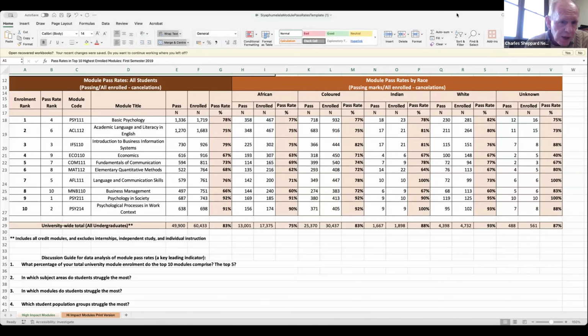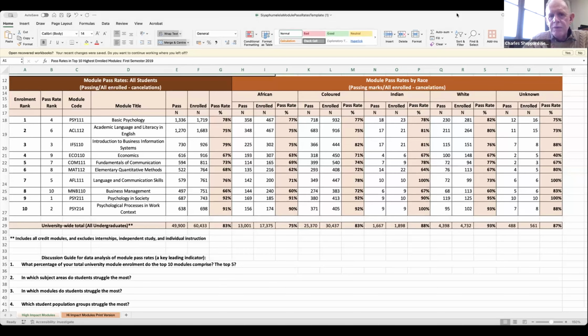Of course, you cannot now answer some of these questions. You will have to go and complete it at your institution. Like the first one, what percentage of your total university module enrollments do the top 10 modules comprise? The top 10 here is the top 10 high-risk ones. And the top 5, in which subject areas do students struggle the most? In which modules do students struggle the most? Which student population groups struggle the most, etc.? There are a number of questions which you can then answer in your exercise at your institution.